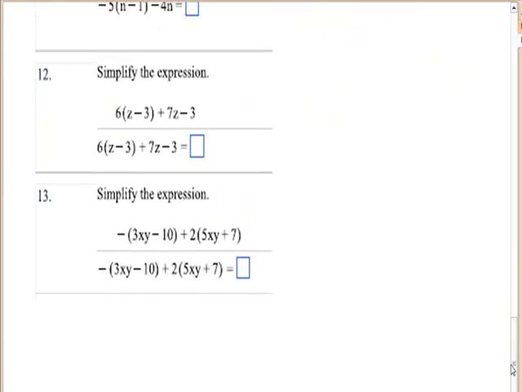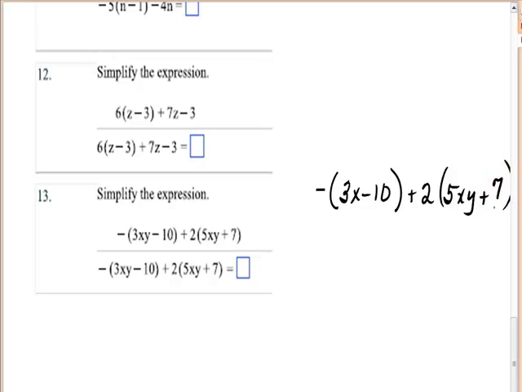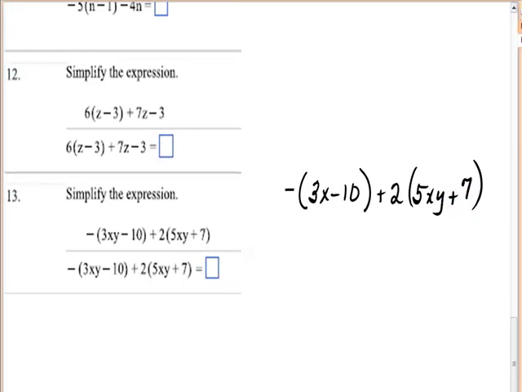Let's go all the way down to number 13. I have negative in front of 3xy minus 10, close parentheses, plus 2 times 5xy plus 7. Now, that's a term that we really haven't seen much. An xy term. It's just a term. It's x times y.